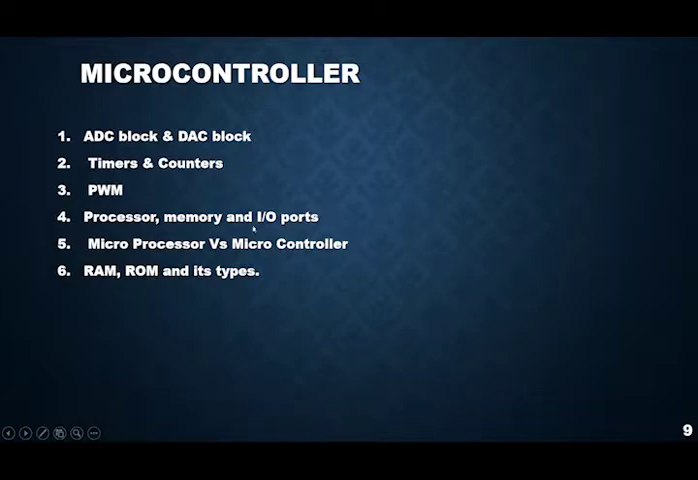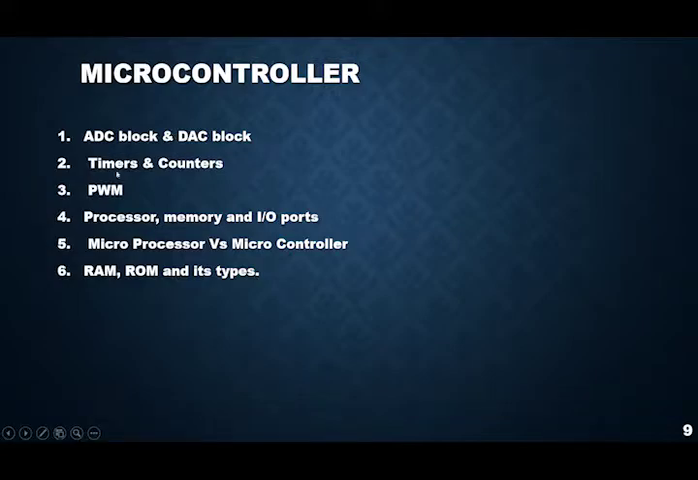Then microcontrollers. So what is a microcontroller? A microcontroller is basically a computer on a small board. It has its own CPU, its own memory unit, and input output ports. Everything is in one chip itself. So what does a typical microcontroller consist of? One is the ADC or DAC block. ADC means analog to digital converter, and DAC means digital to analog converter. This is the main block, the starting and end point of a microcontroller.